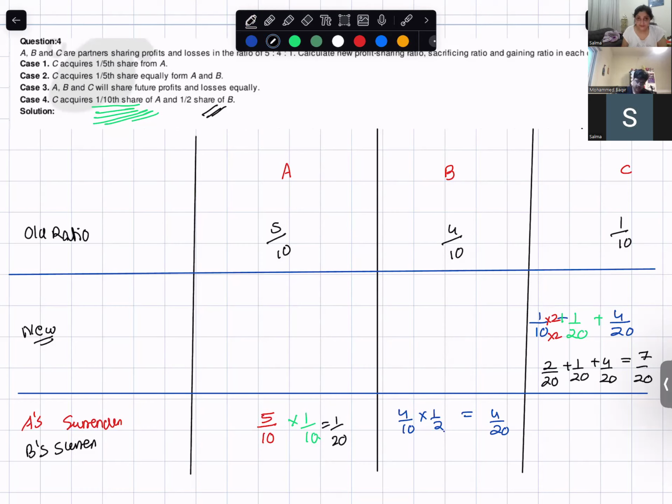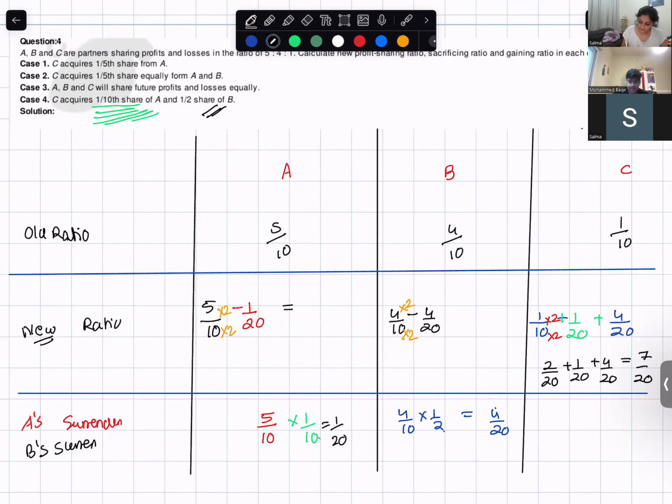Now let's talk about A's new share. A already had 5/10, and he surrendered how much for C? 1/20. What was B's share already? 4/10, and he surrendered 4/20. So what will be A's new share? I want to make the base the same, so I will multiply by 2. Are you with me?